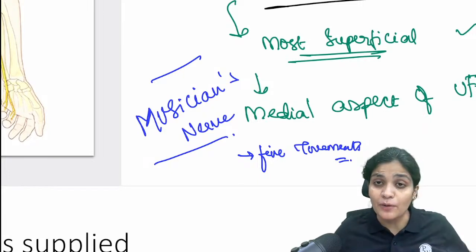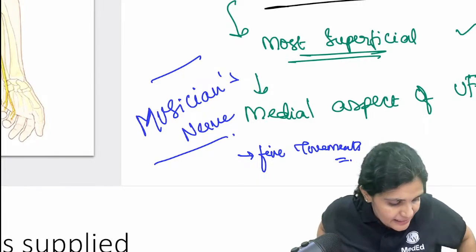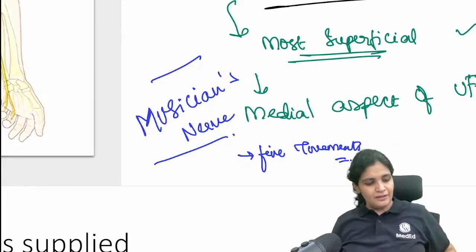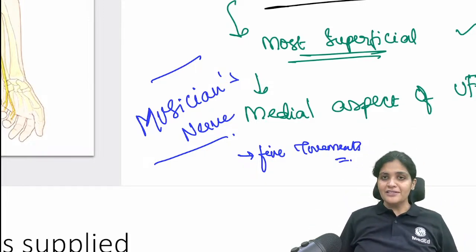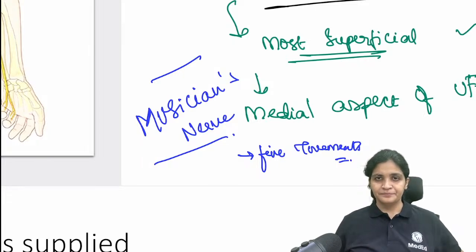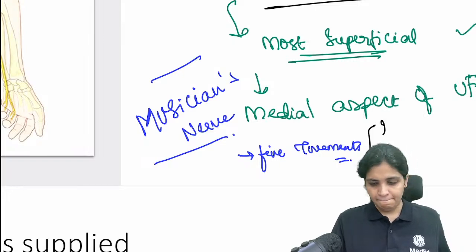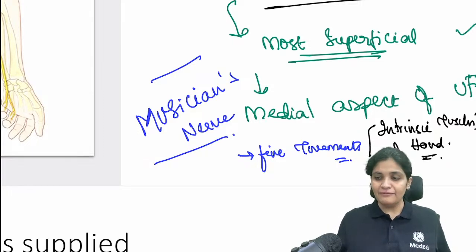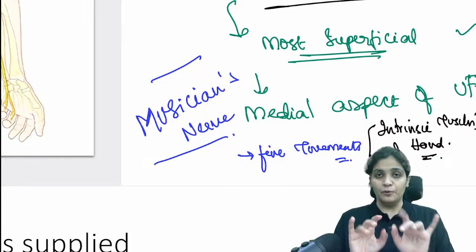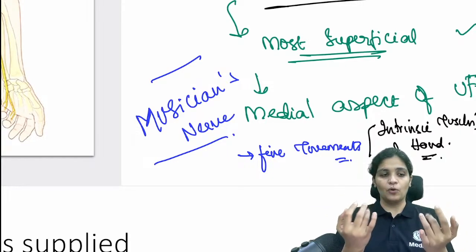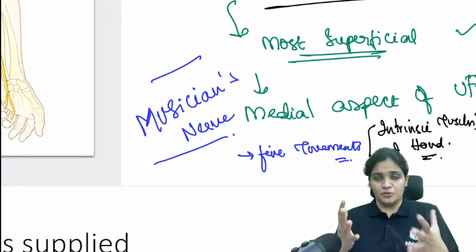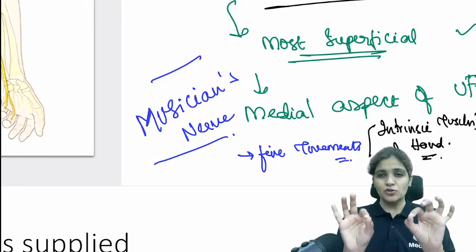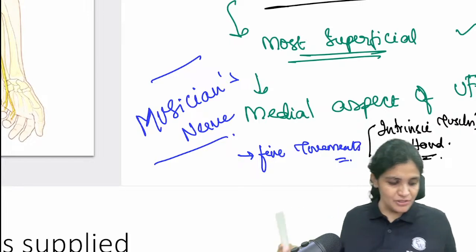What do you mean by the intrinsic muscles of the hand? Most of them are supplied by the ulnar nerve. Hence the ulnar nerve is mainly for the fine movements, which are usually done by musicians. They require all these fine movements. Whatever musical instrument you take, they usually require the hand to be very soft and skilled. So that is why this is called the musician's nerve.